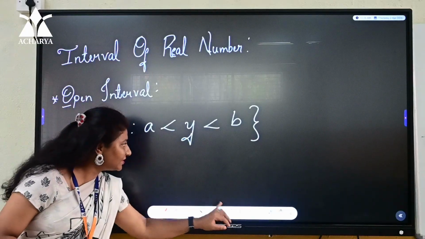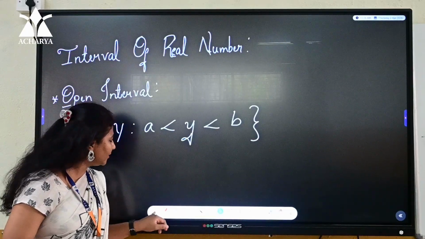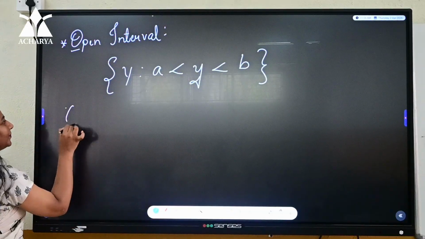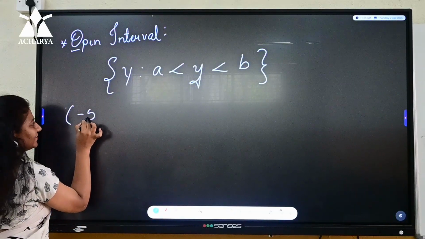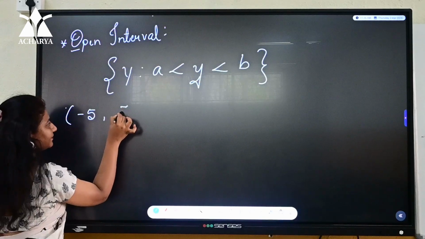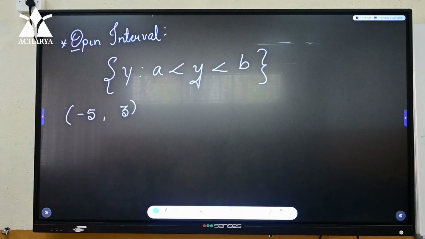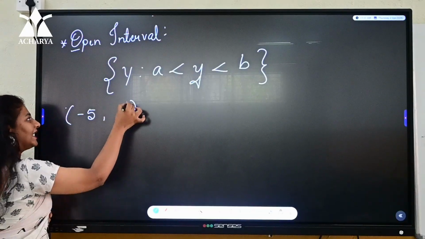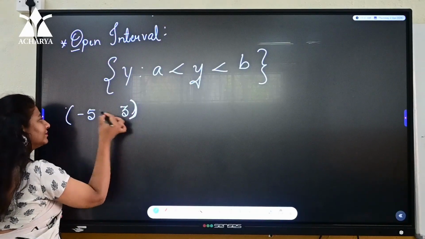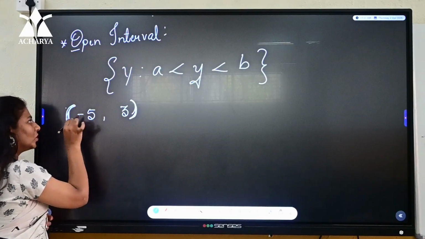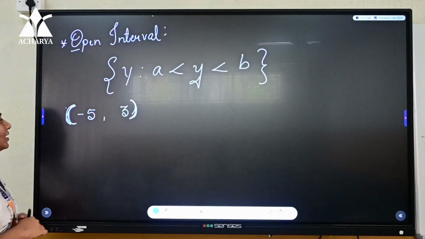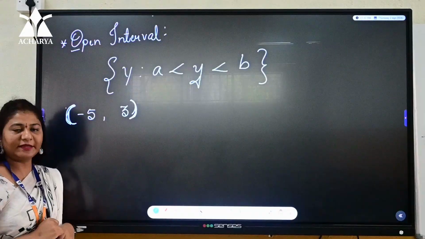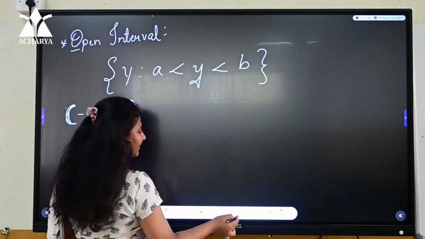When it comes to defining values, what happens? Let us take an open interval of (-5, 3). When you are defining an open interval, just remember children, it has to be a round bracket. This defines an open interval. So what is the element that has been given? -5 to 3.